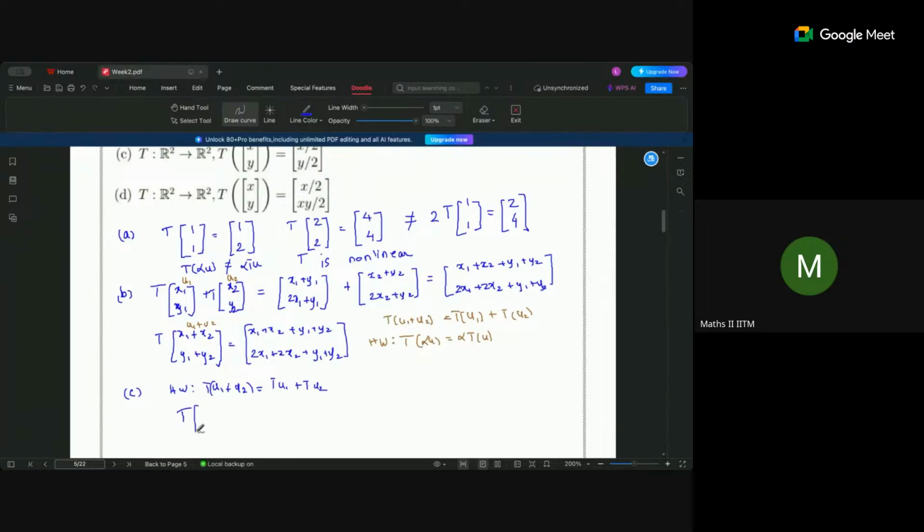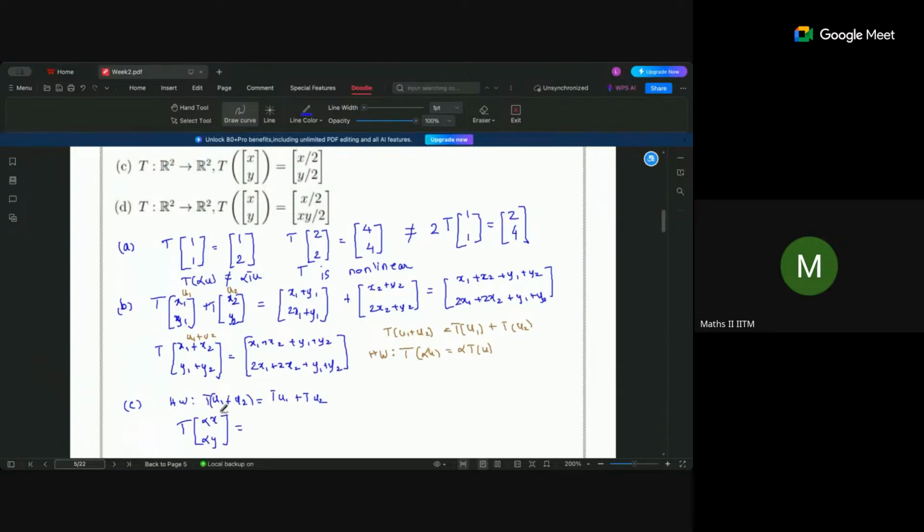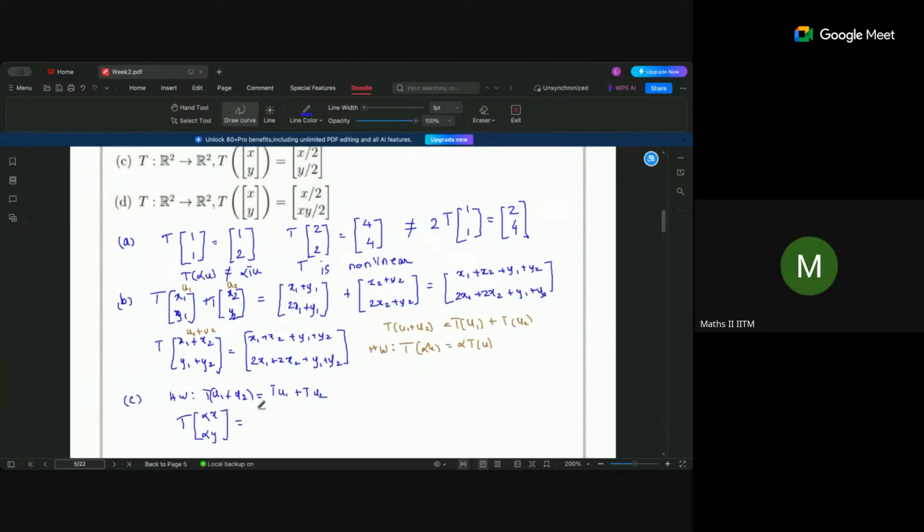Okay. So now alpha x, alpha y. Can you tell me what is the image of this for C? What's the image?